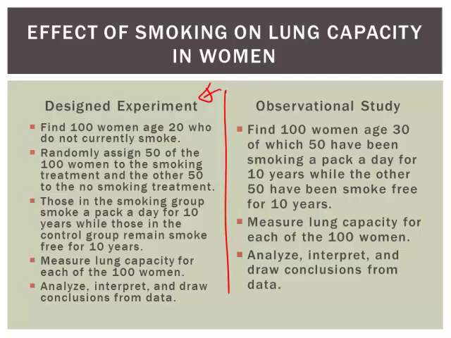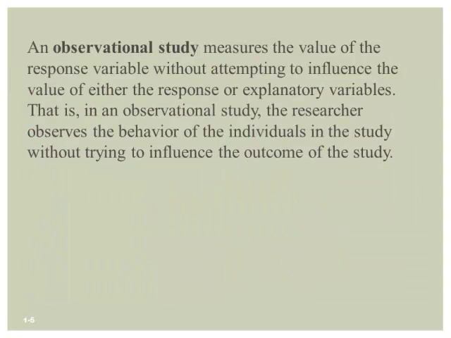Observational study. So let's look over here now. You find 100 women age 30, of which 50 have been smoking a pack a day for 10 years, while the other 50 have been smoke-free for 10 years. So here we're just observing what they've actually been doing. Then you measure lung capacity of each woman and analyze it, interpret, and draw conclusions. No real ethical concerns here on the observational, but we can't say for certain that one of them causes the other, right? Because the women who had been smoking may have had other issues that may have caused some of the things we're looking at. And we'll look at these throughout the course.